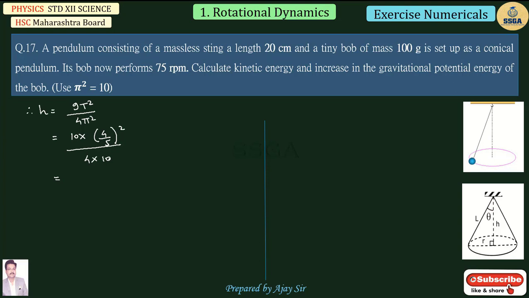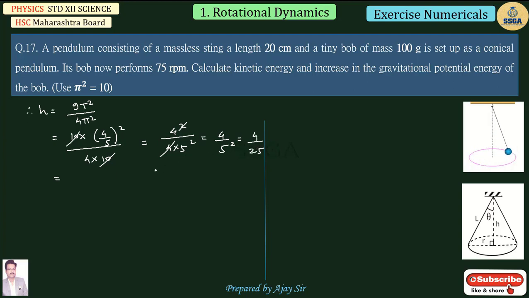So therefore this 10 and this 10 get cancelled. 4 pi square and 4 get cancelled. Therefore 4 upon 5 square. Then first we will cancel one by one. So we will write this term here. So 10 gets cancelled. So therefore here 4 square upon 4 into 5. So this 4 and this 4 get cancelled. This is 4 upon 5 square. The square. Therefore 4 upon 25.